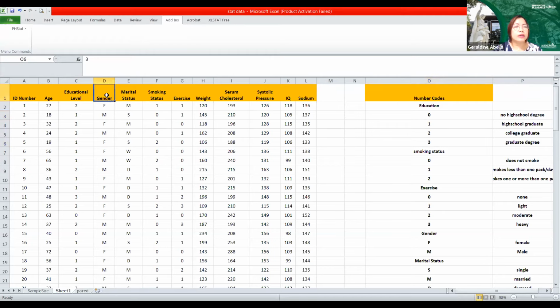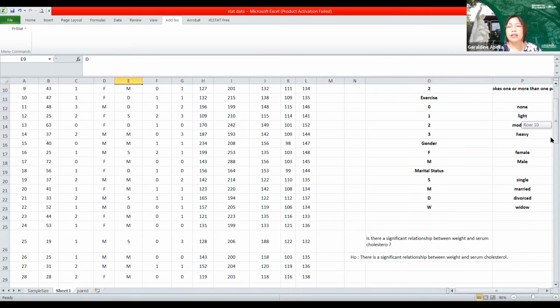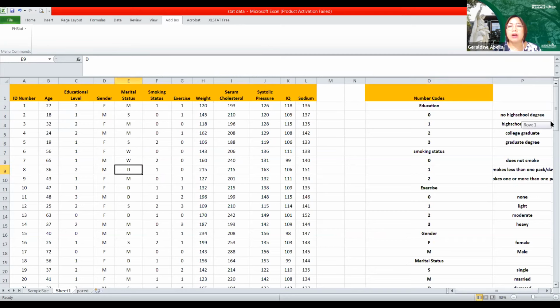For gender, F stands for female and M for male. For marital status, M stands for married, S for single, W for widow, and D for divorced. So there are 4 groups for marital status, and also 4 groups for educational level, while for gender, there are only 2 groups, male and female.